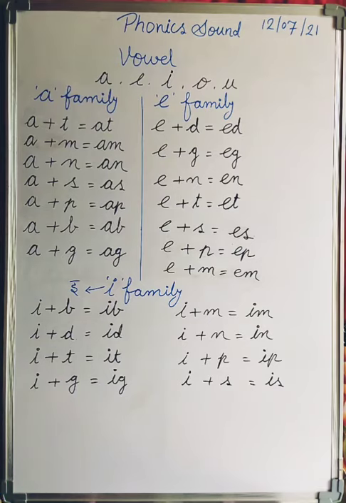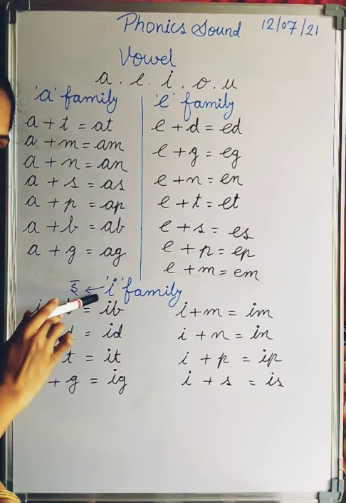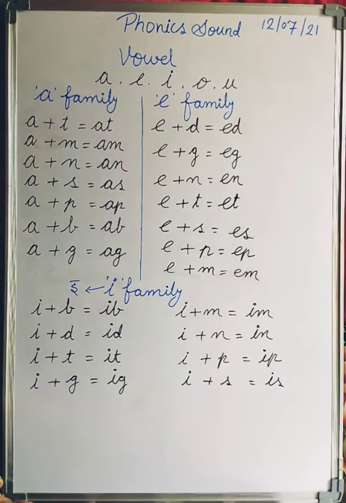Today we will revise this two letter blending of A vowel. Then we will learn two letter blending with vowel E and with vowel I. Okay, so let's see. A, T.